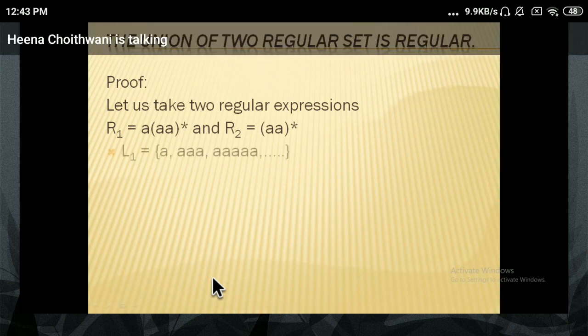Check here how to write. L1 is nothing but A, triple A, 5 times A, and so on. L2 is epsilon, double A. Please check, in L1 we can't have epsilon, because double A star will have epsilon, but if you take the concatenation of epsilon and A, it will become A. So we cannot have epsilon in L1, though we have a star closure of AA, because the first A is fixed.